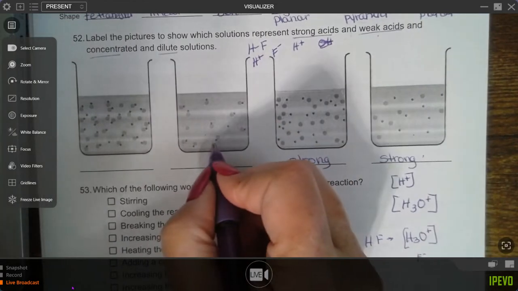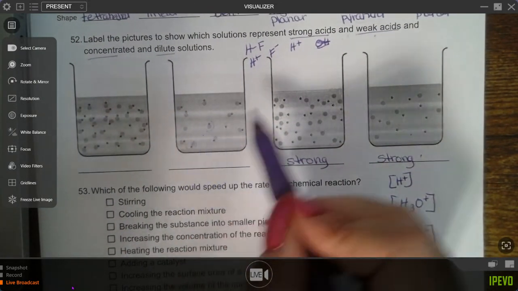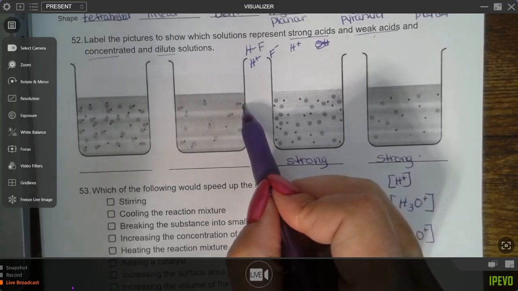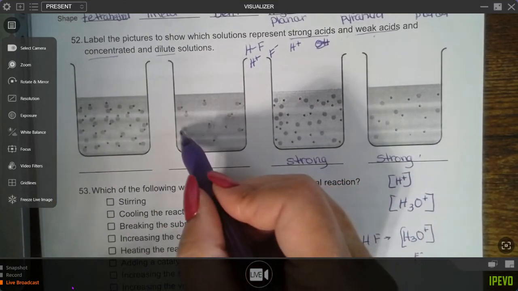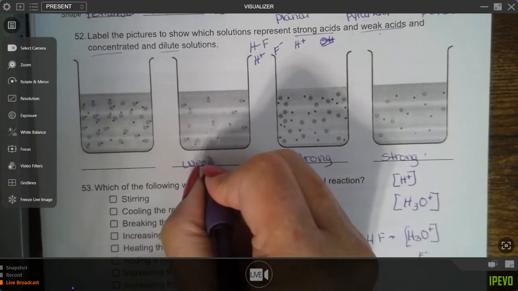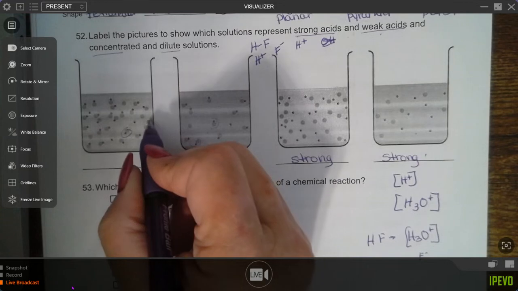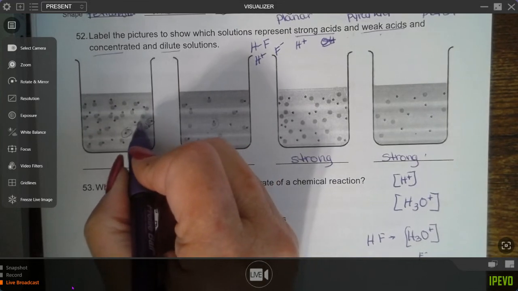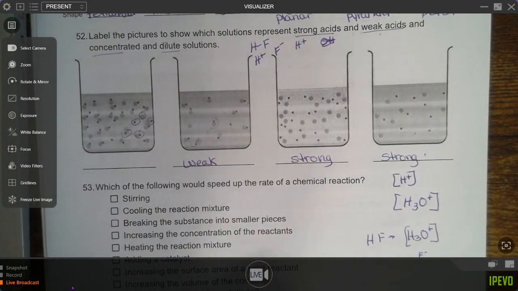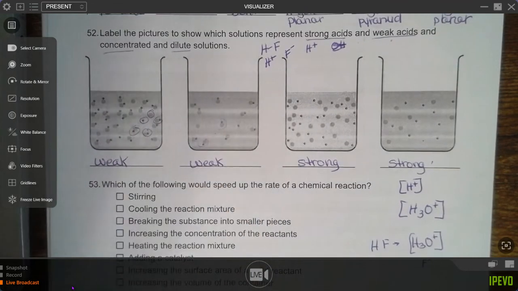If you look at this one, you can see that some of the molecules are still connected, and there are some that are dissociated. That makes this a weak acid. Same thing here. We have some that are in the form of molecules, and some that have dissociated into ions. So this is also a weak acid.